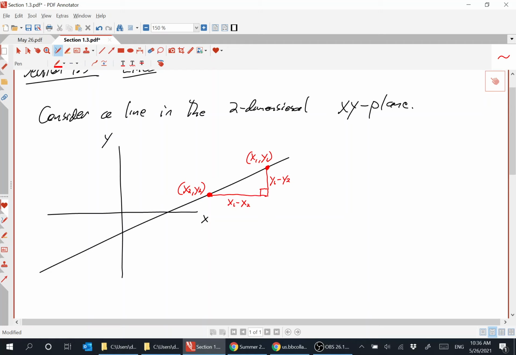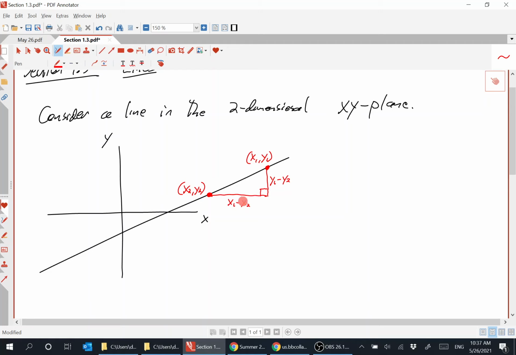Now here we're going to skip the absolute values, and we have to keep in mind that the point to the right is going to come before the point to the left when you do this subtraction, or the other way around. This is y1 minus y2, where you're taking the right hand point minus the left hand point along this line. And this is x1 minus x2, where you're taking the right hand x coordinate minus the left hand x coordinate.